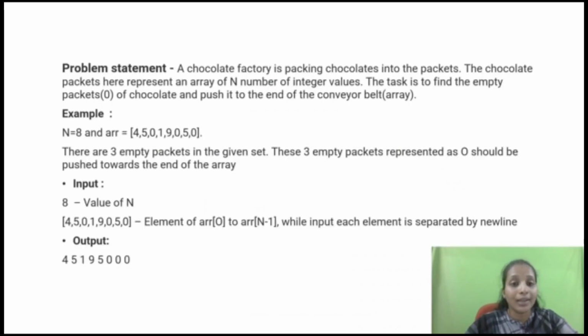Now let's look at the fourth problem statement. Just take a minute to understand this. I'll read it for you. A chocolate factory is packing chocolates into the packets. The chocolate packets here represent an array of n number of integer values. The task here is to find the empty packets of chocolate and push them at the end of the conveyor belt.